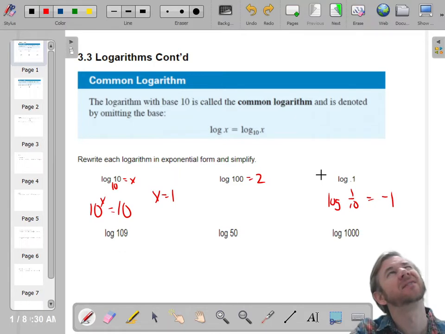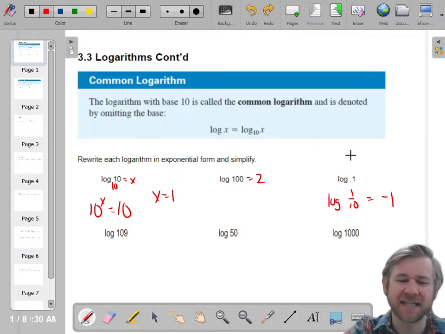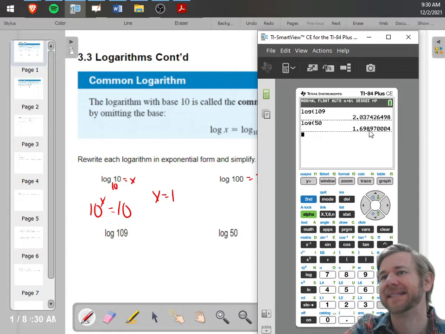Now, when you see the log of 50, to estimate that is a little trickier. You're like, well, 10 to the power of, is it 1/2? Is 10 to the power of 1/2 equal to 50? No, it doesn't really work that way. If we do the log of 50, we're going to see it's 1.6989. So those are both decimals that you need a calculator for.